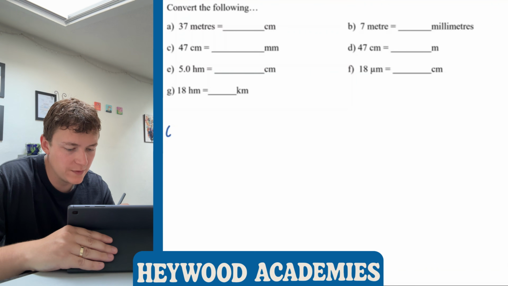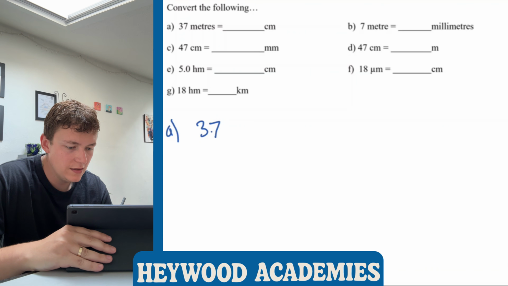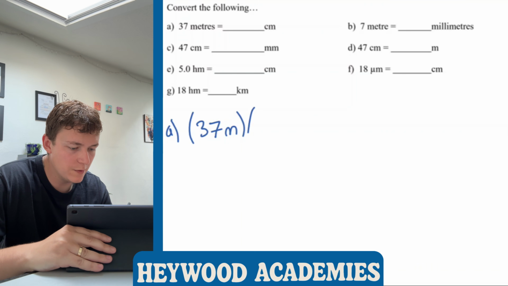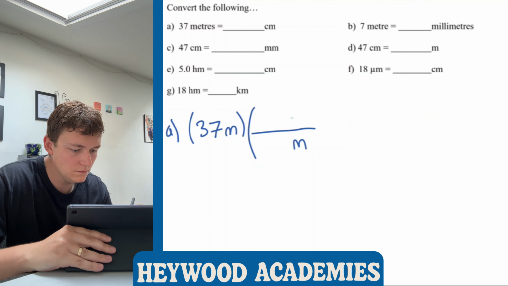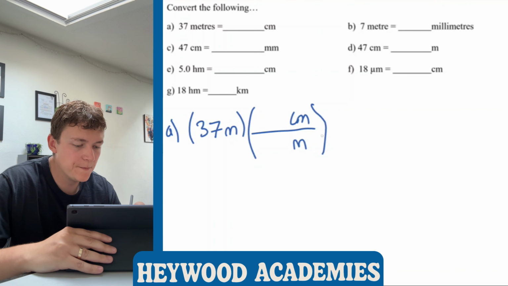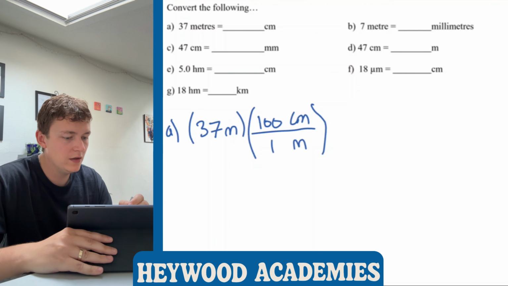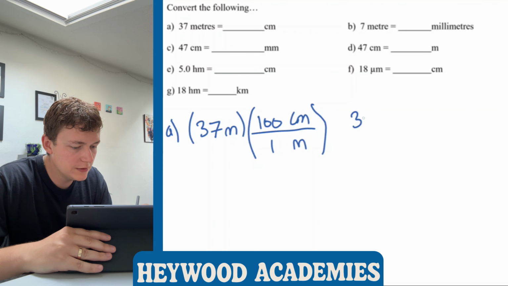So what I mean by that is when we go to this first one and we do 37 meters to centimeters, 37 meters, and we want to convert that to centimeters. We're going to put meters on the bottom, centimeters up top. Then you can look at the table and it'll tell you what numbers you need to put in here. So for centi, that's going to be 100 centimeters for 1 meter. So when we plug this in, we get 3700 centimeters.